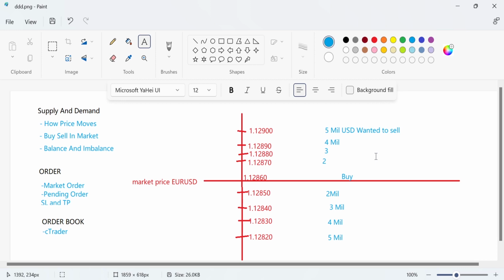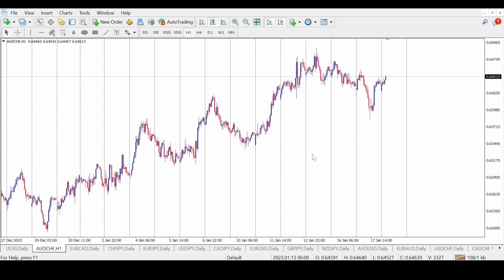Let's suppose at 1.12900 we have 5 million US dollars wanted to sell. And then here 4 mil, 3 mil, 2 mil. And then here we have people who wanted to buy 2 mil, 3 mil, 4 mil, 5 mil. We can't see all of these orders behind the market on this chart. Because this is tier 3, we cannot see all of the orders when we open MT4. We can only see the candlesticks.